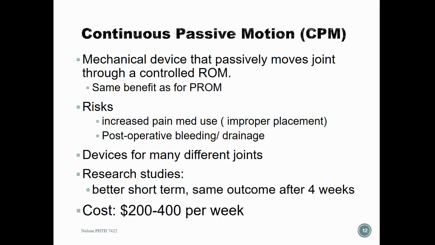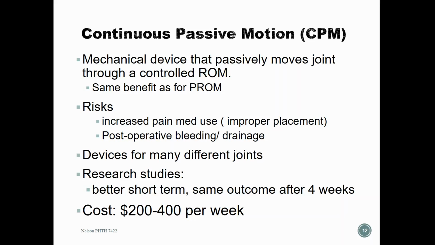We also have some mechanical devices that can help us move joints, and they're called continuous passive motion machines. They have the same benefit as passive range of motion. The risks are that you could have increased pain medication use, and that's mostly because they're put on improperly. They're also moving the joint a lot. There's also a chance of some increased bleeding or drainage from the joint, although things have gotten better and that may not be as much of a concern.